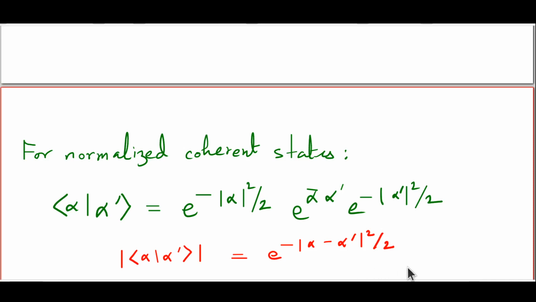So what we have found out is even for normalized coherent states, the overlap does not vanish when alpha and alpha prime are different. Of course, it's equal to 1 when alpha and alpha prime are equal, but that's just a normalization that we are using here.